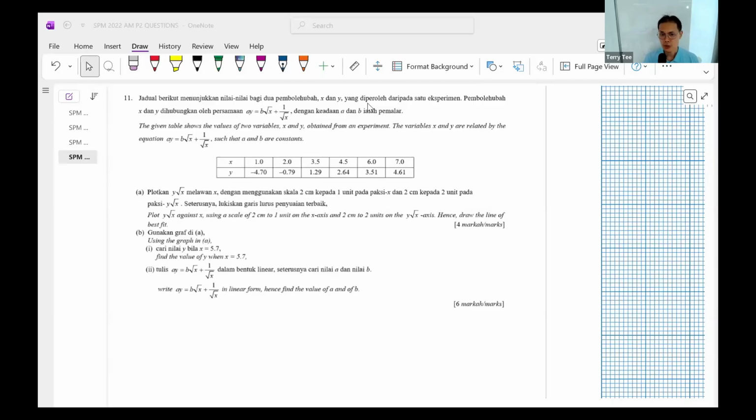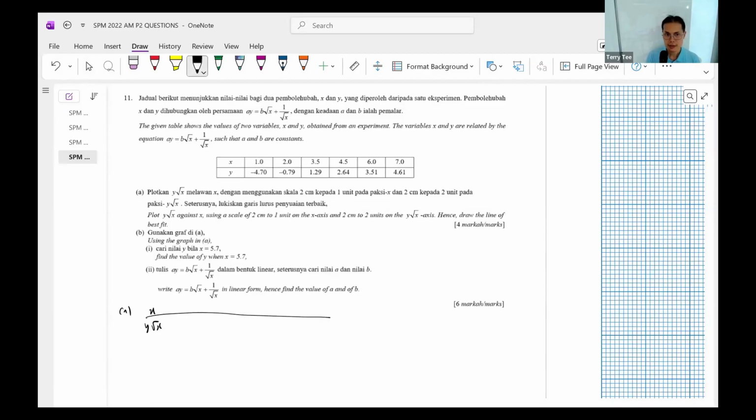The next question we're going to go through is your Form 4 Chapter 6 Linear Law. Here we are supposed to plot y square root x versus x. We are given table values here. I think x you don't have to recalculate. Your y you have to recalculate. So let me redraw my table here. X, y square root x.